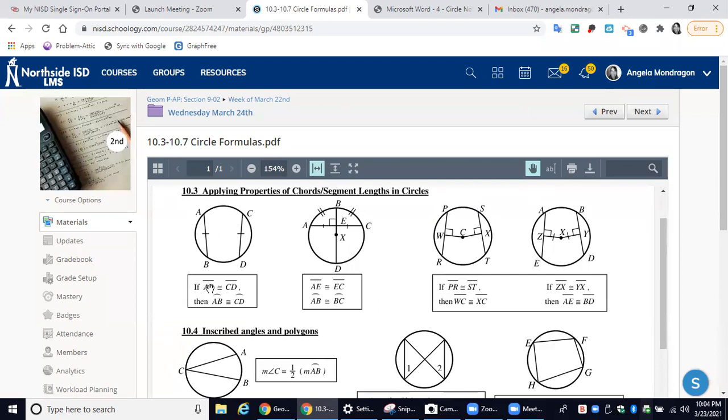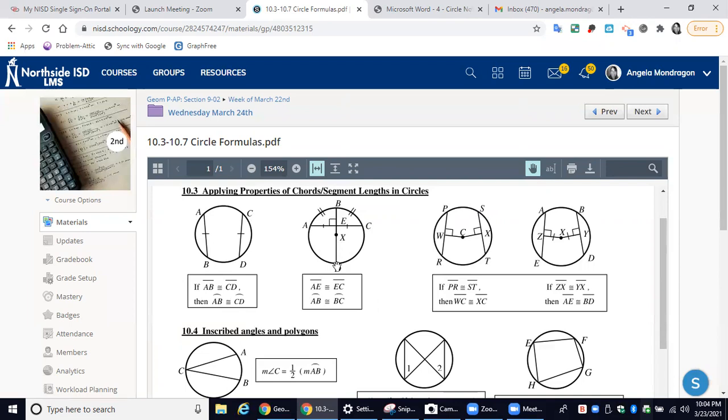The first one here says that if you have two chords that are congruent, then the arcs that contain them, AB and CD, are also congruent. And so the converse is also true there. If the arcs are congruent, then those chords are congruent, okay?